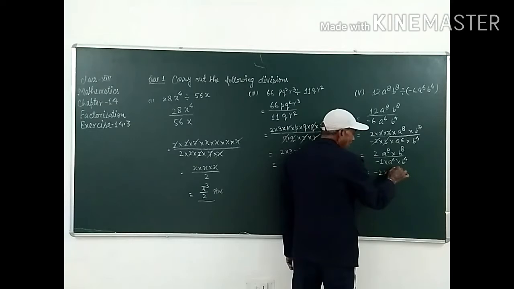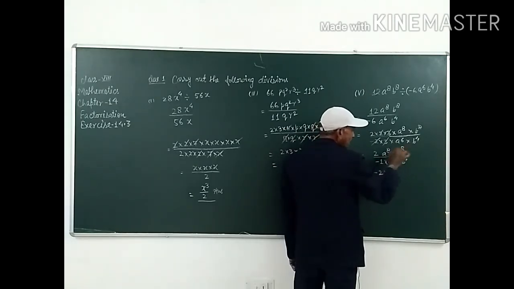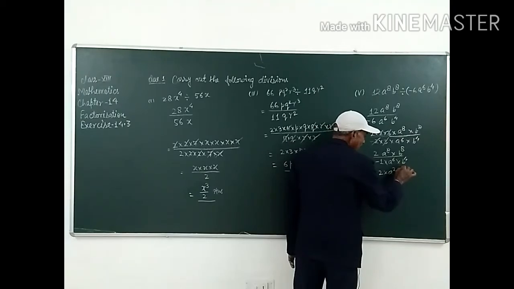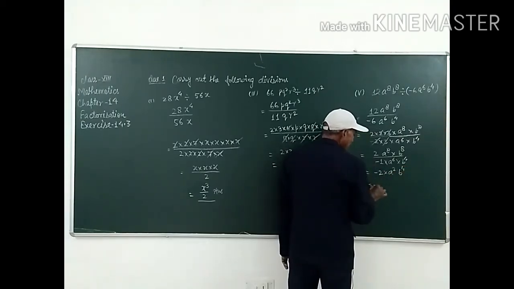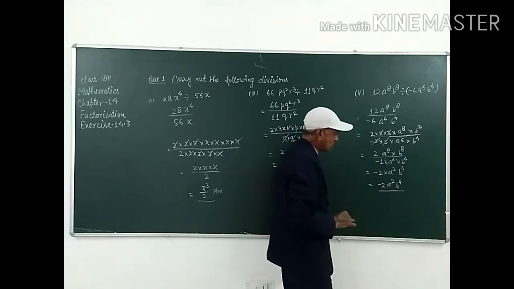So, a to the power 2 will be here and this one b is 8 times and we divide this b to the power 4. So, b will remain only 4 times, students. So, it will be b to the power 4. So, our answer is minus 2a square b to the power 4. This one is the answer, students.